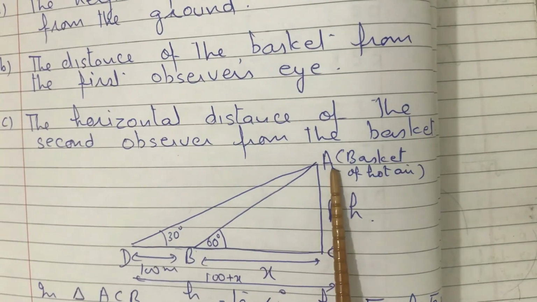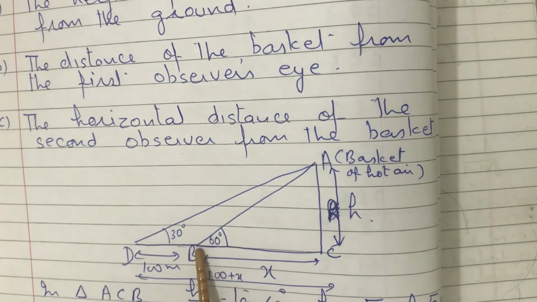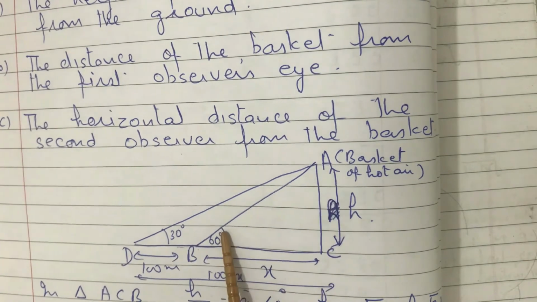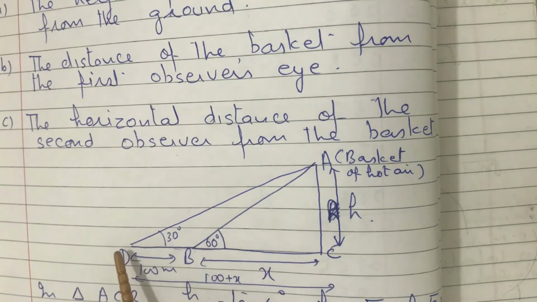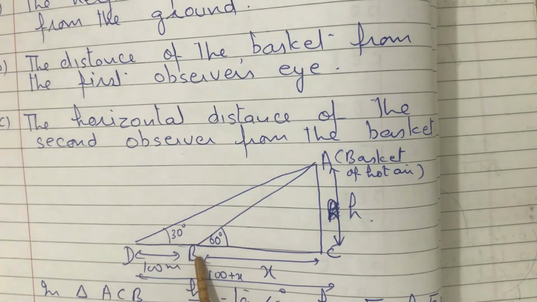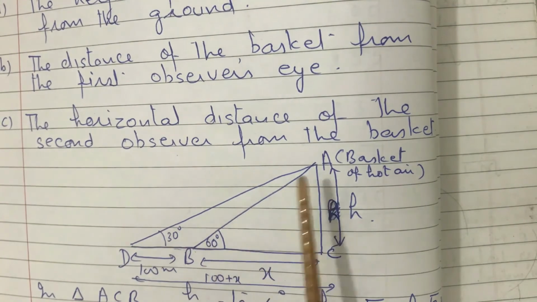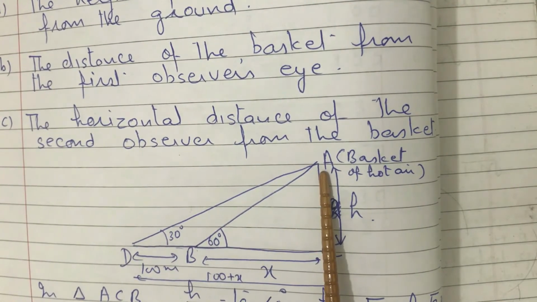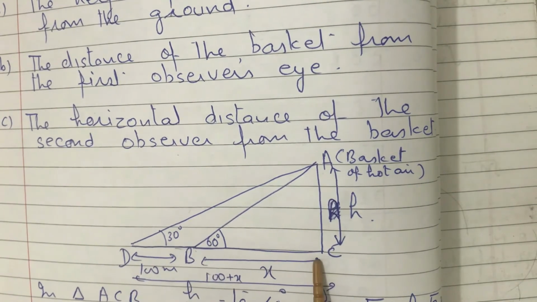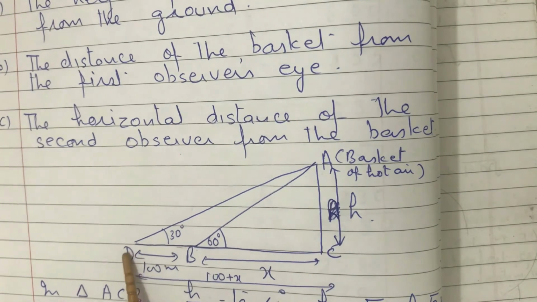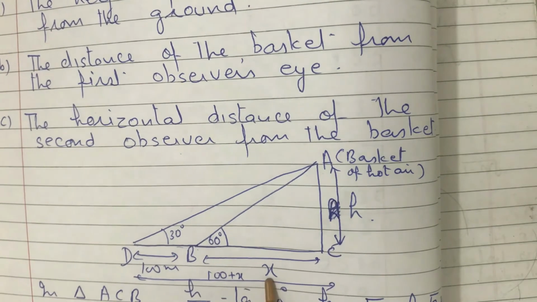Let A be the point which is the basket of the hot air. This point B makes an angle 60 degrees with this hot air balloon. This point D, which is 100 meters away from B, this makes an angle of 30 degrees with this basket of the hot air. And let this distance is x, and this is 100 meter. So distance between DC is 100 plus x.